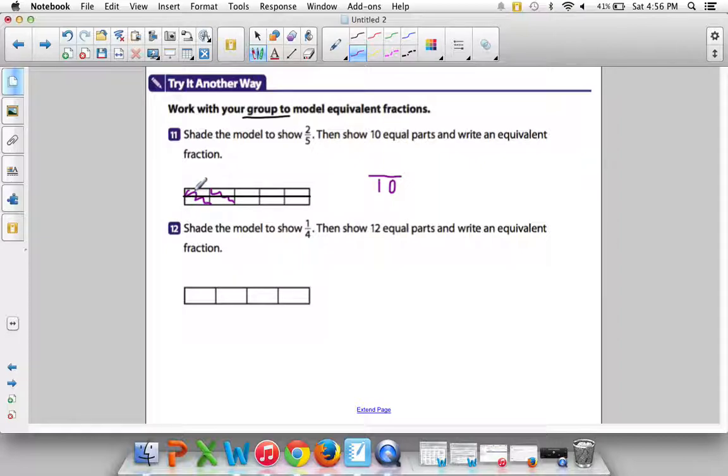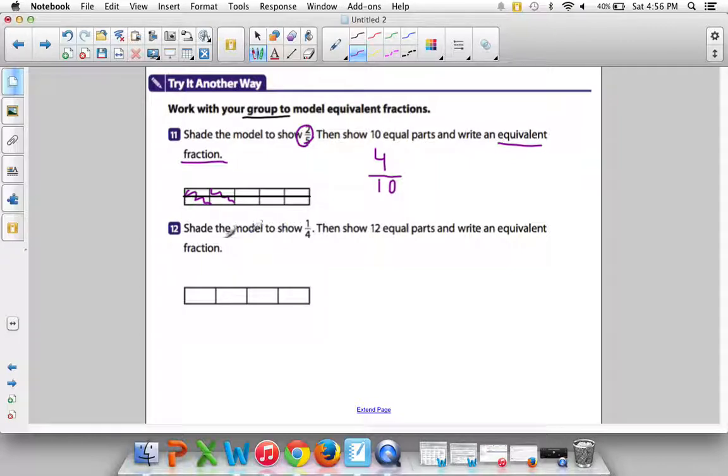The numerator is how much we shaded. Well, look what we shaded. We shaded 1, 2, 3, 4. 4/10 is an equivalent fraction to 2/5. They are equivalent fractions. They are equal. They both live in the same space on this little fraction model.